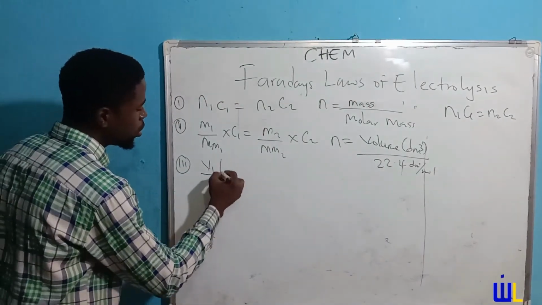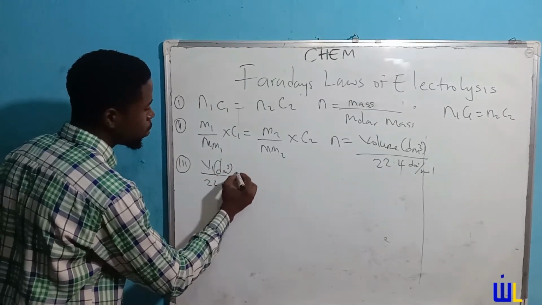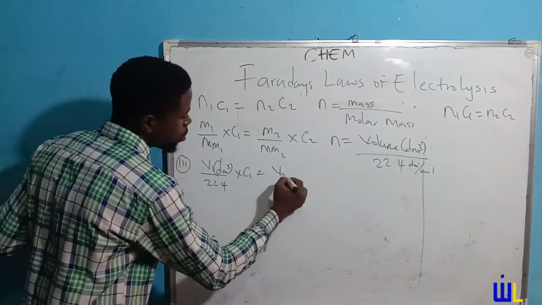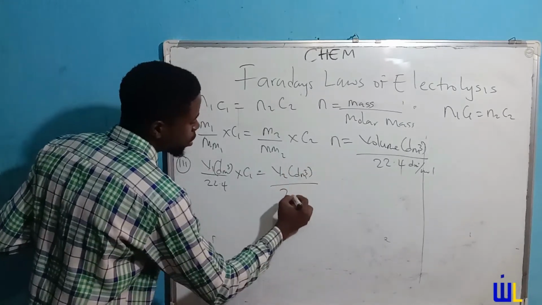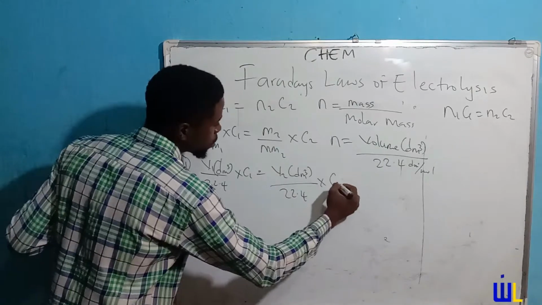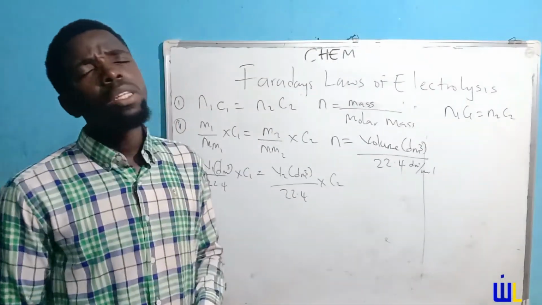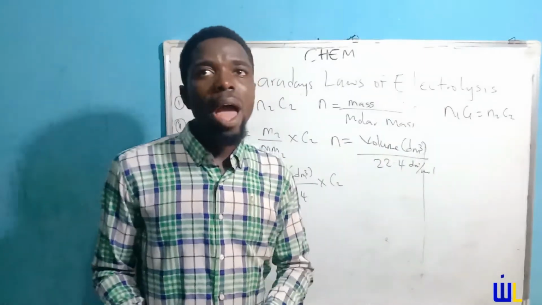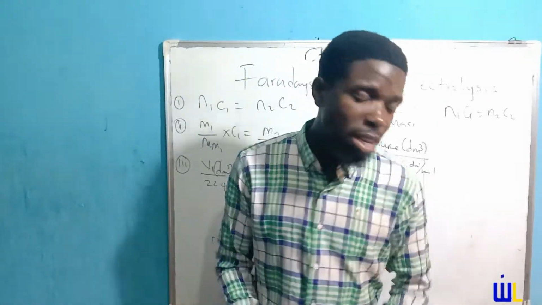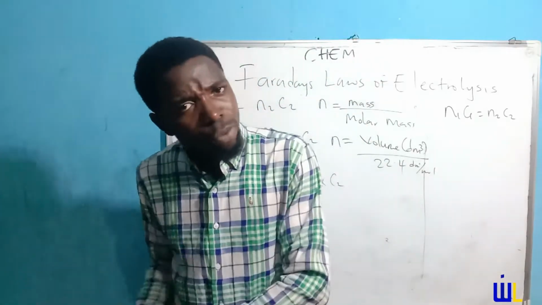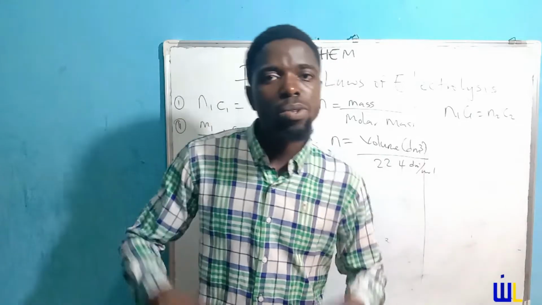V1 in dm cube all over 22.4 times C1 is equals V2 in dm cube all over 22.4 times C2. And that's that for the volume. There are other scenarios where in one electrolyte you have a mass of a substance deposited, and in the other one you have a volume. So how do you relate a particular question where one side is mass, one side is volume?